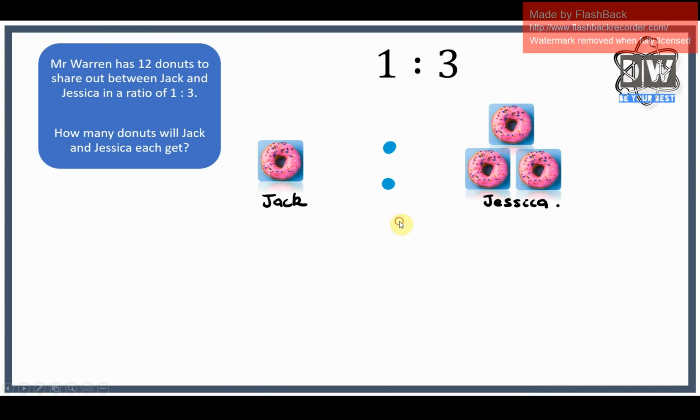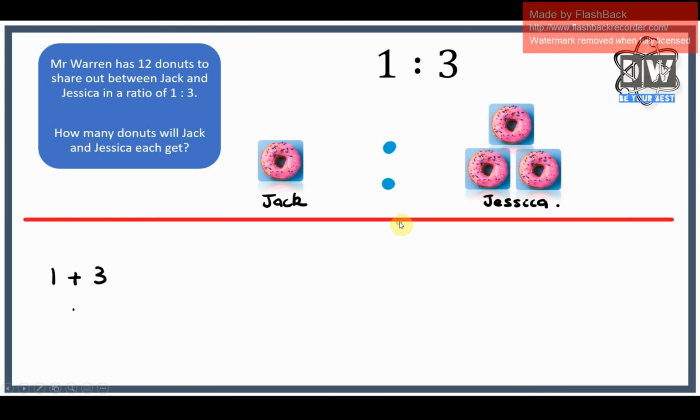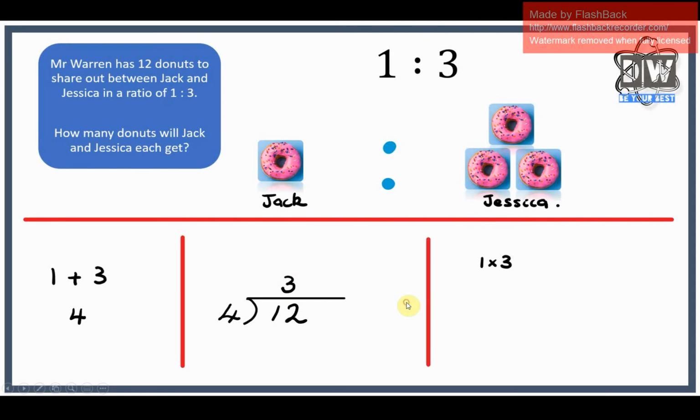So the way that we did that was very, very simple. We added the ratios together to give us how many we gave out on each round. And then we took our total and we divided by 4, and it gave us 3. So each round, Jack got 1, but there were 3 rounds. Each round, Jessica got 3, and there were 3 rounds. So we took that information and we times 1 by 3 and 3 by 3, and we got 9. Okay? So there you go. It really is as simple as that.